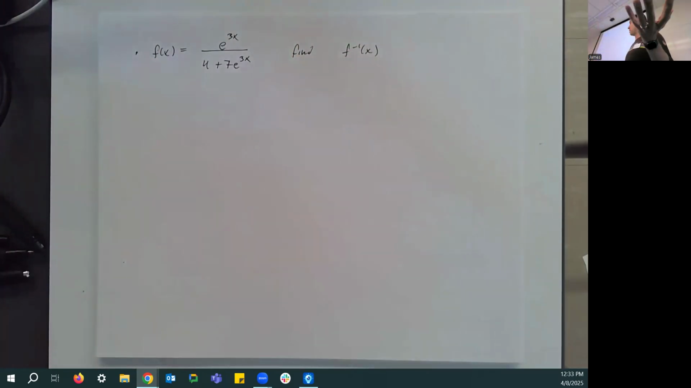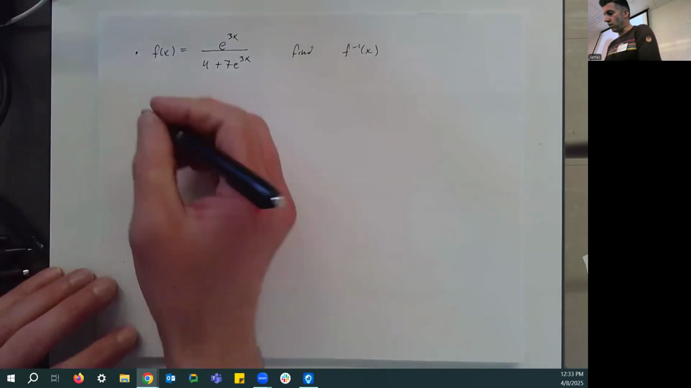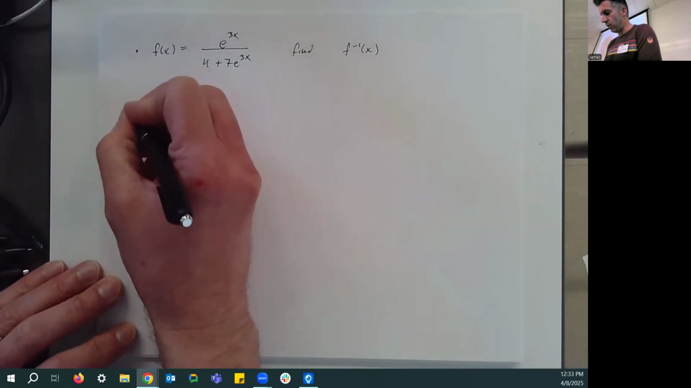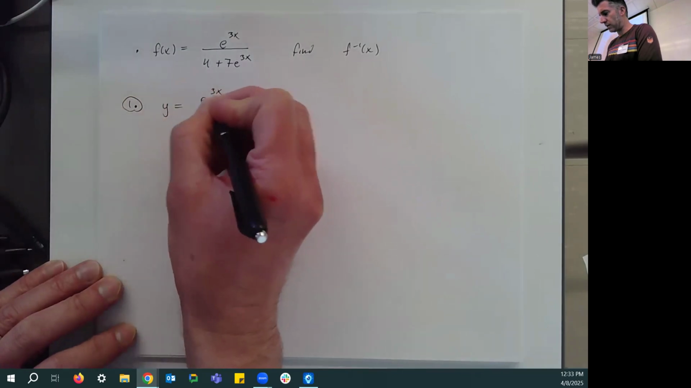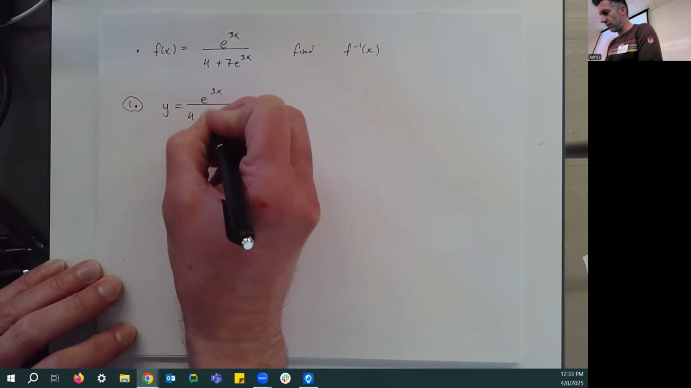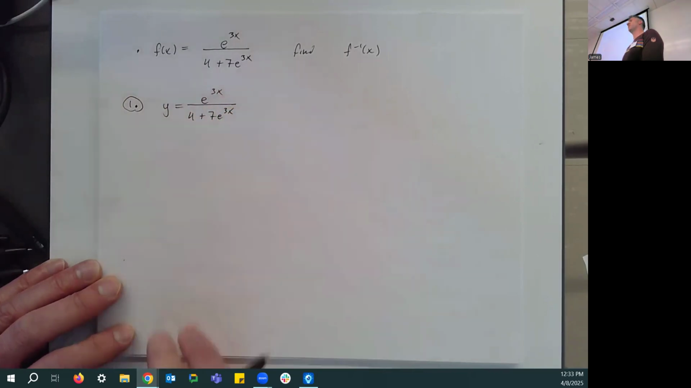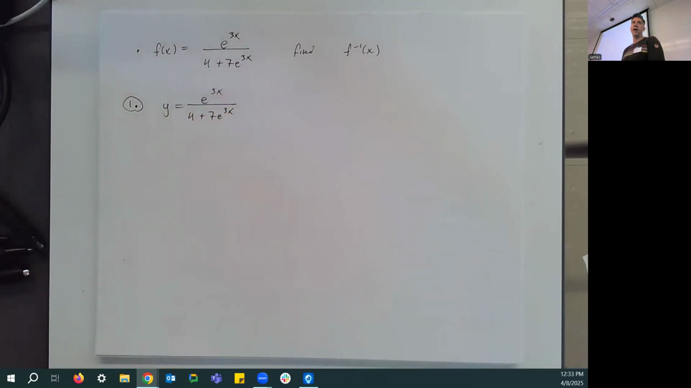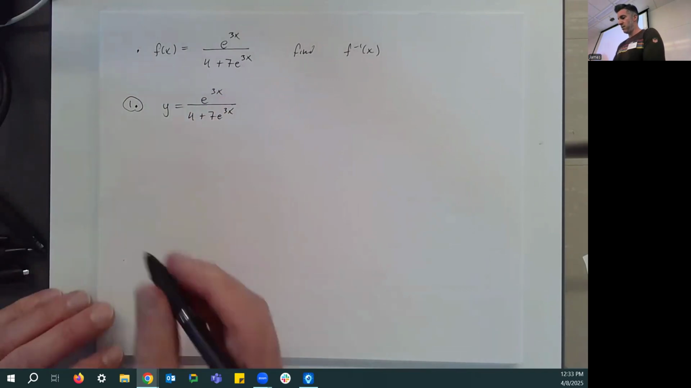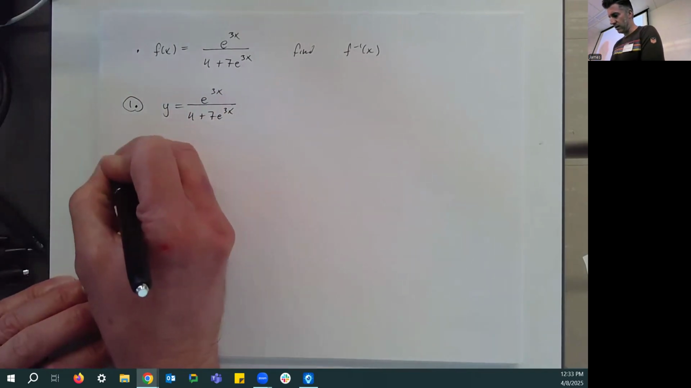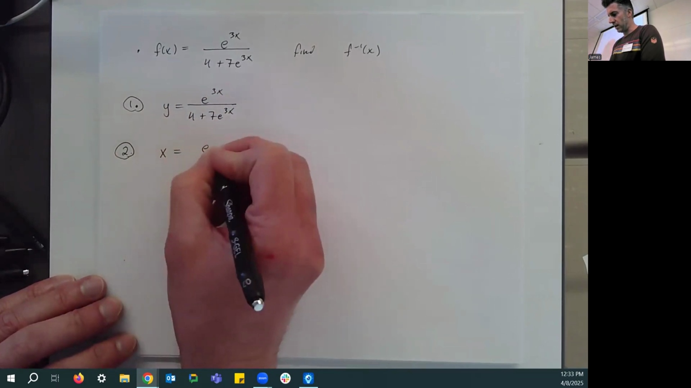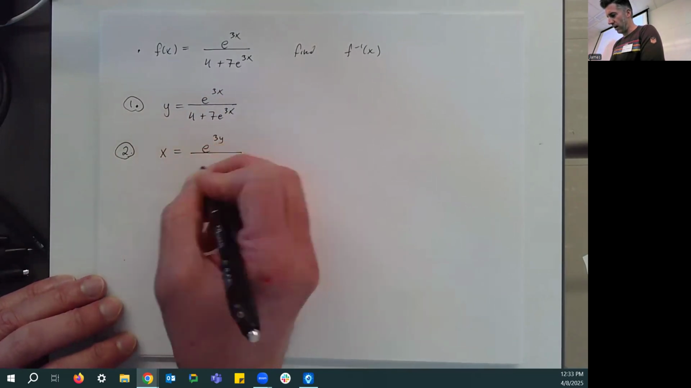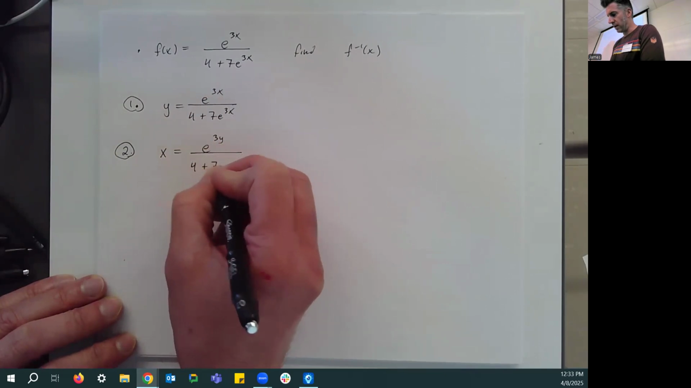The process is the same. So we're going to start with step 1, just writing it as y equal to e to the 3x over 4 plus 7e to the 3x. And really, that's kind of a step you can just skip, right? We know we're going to do that. And then the actual step we need to start with is interchanging x and y. So x equals e to the 3y divided by 4 plus 7e to the 3y.